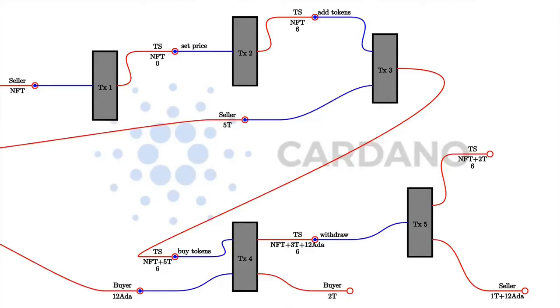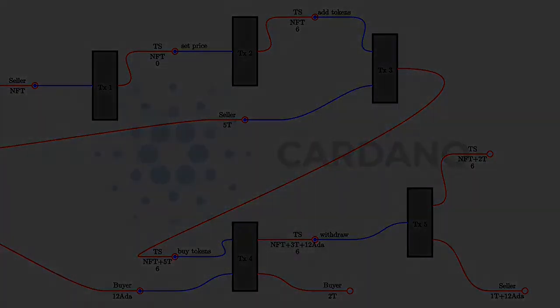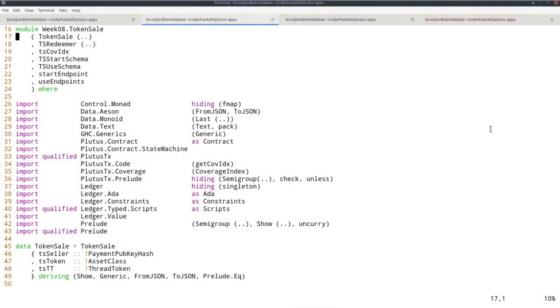And of course, this diagram just shows one example. So the idea is that these operations can happen in any order. So the price can be set several times, tokens can be added, tokens can be bought, and funds can be withdrawn in arbitrary order. I have implemented this in this week's code folder. The module name is week8.tokensale.